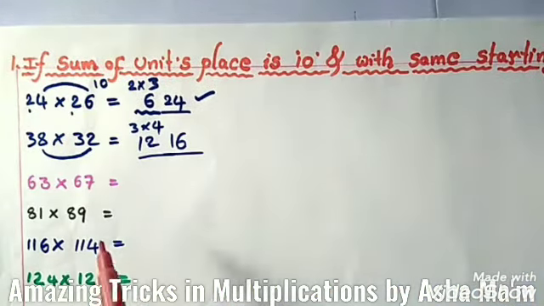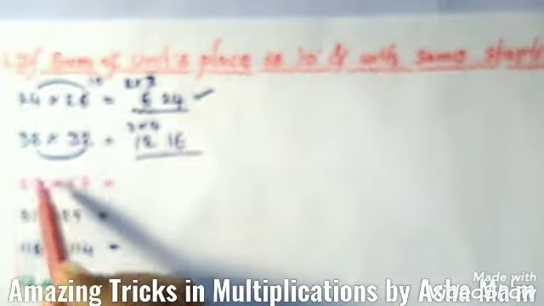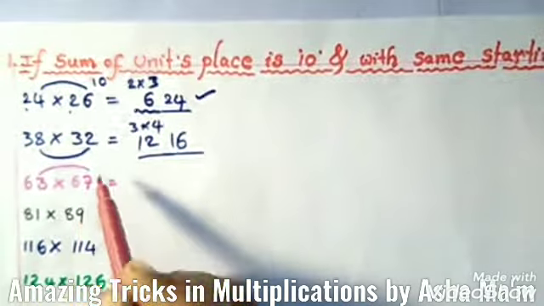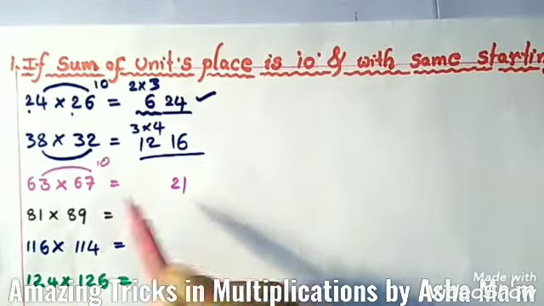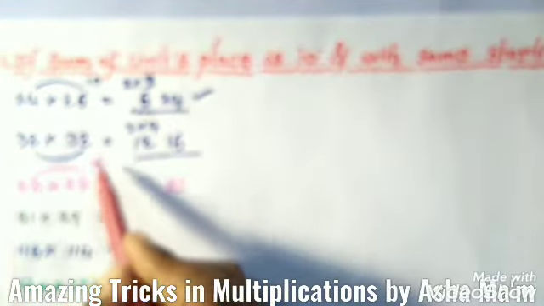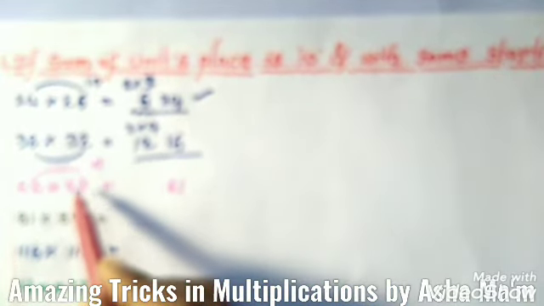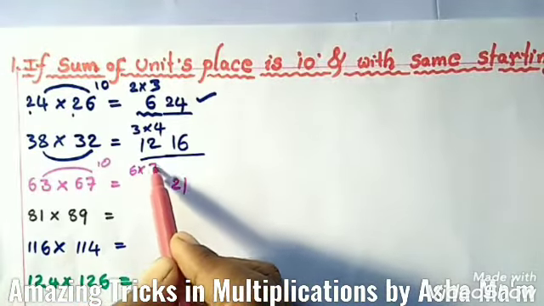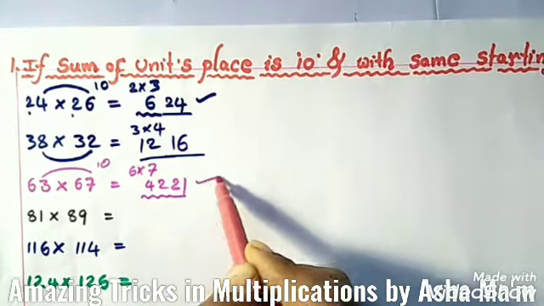In the next example, 63 into 67. So here the sum of the units places is 10. Then 3 7s are 21. Now here the starting numbers are the same, so you have to multiply 6 with its after number. So nothing but 6 7s, 42. Simple, that is the answer.